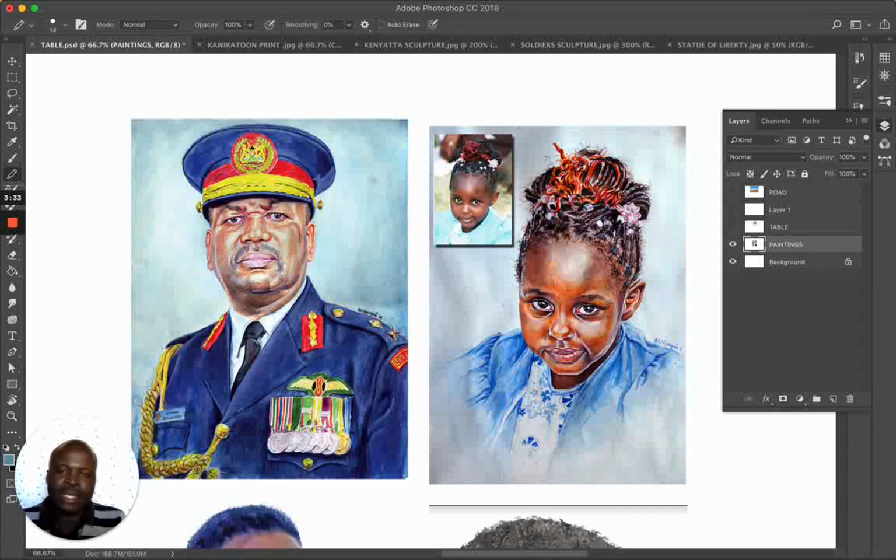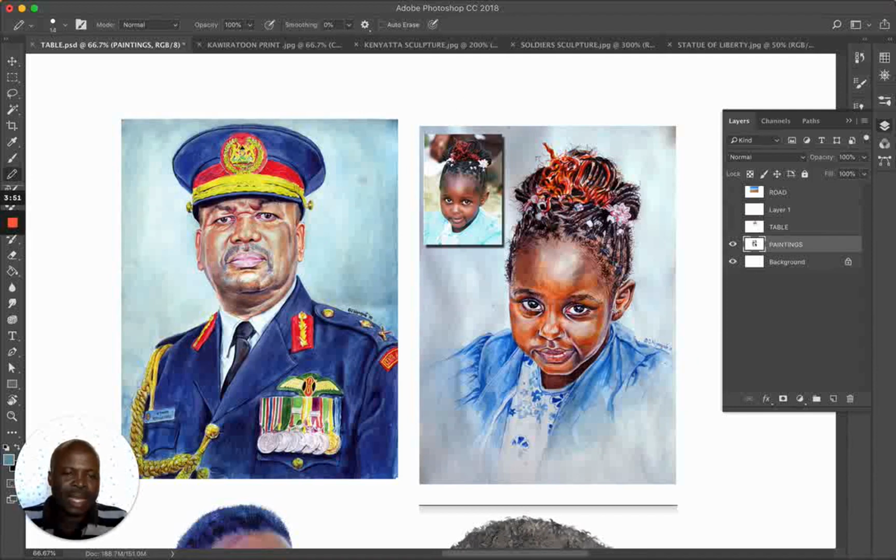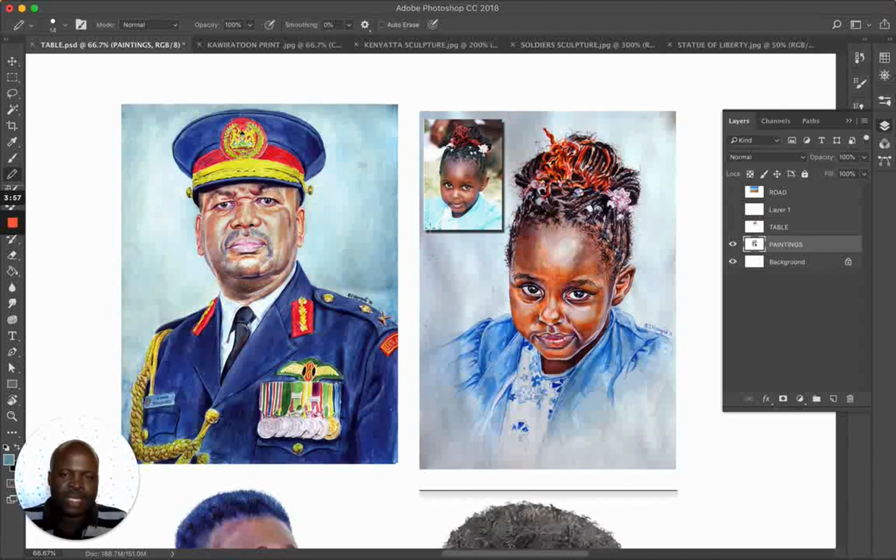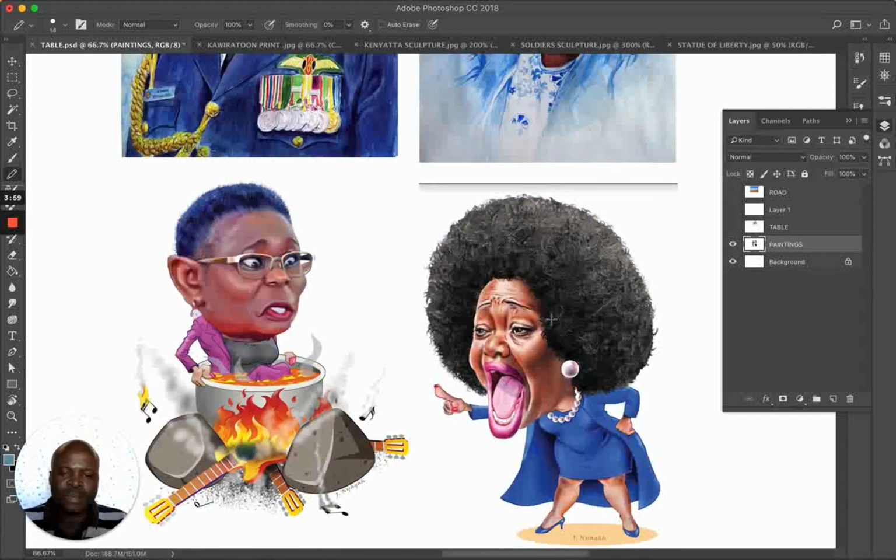These are paintings I did some time ago. This one of the general is called Retired General Tangai. I did it in 2010, and as you can see, it has height, it also has width, so it is two-dimensional. This other one, this is the daughter of a colleague and friend of mine. I did this in 2011, and it also has height and width, so it is two-dimensional.